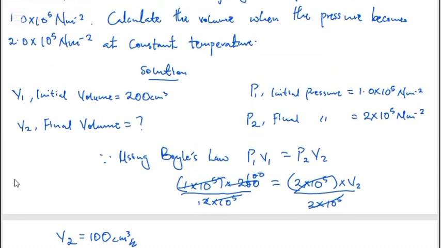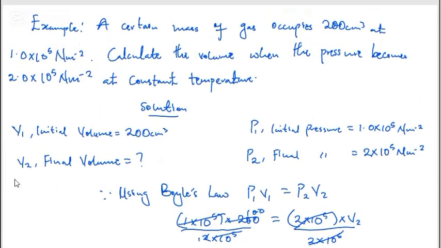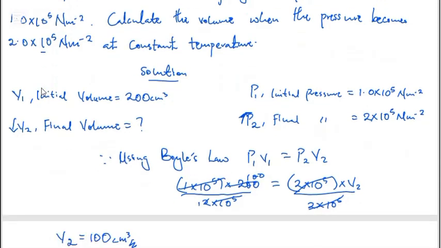So now it's very simple to check. Your volume was 200 cm cube and your pressure was 1 times 10 to the power 5. What happened to your pressure? It increased. Since my pressure increased, my final pressure is higher than my initial pressure. Therefore, my volume will decrease. So you can see your volume decreased from 200 to 100 cm cube. So basically that is it for your Boyle's law.